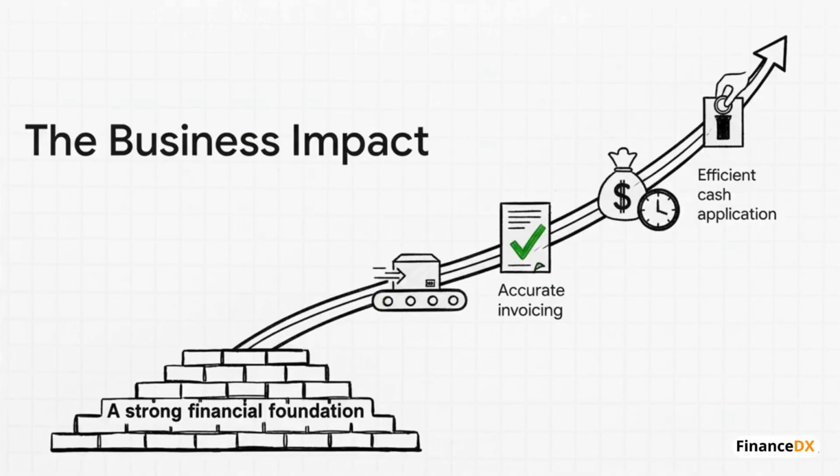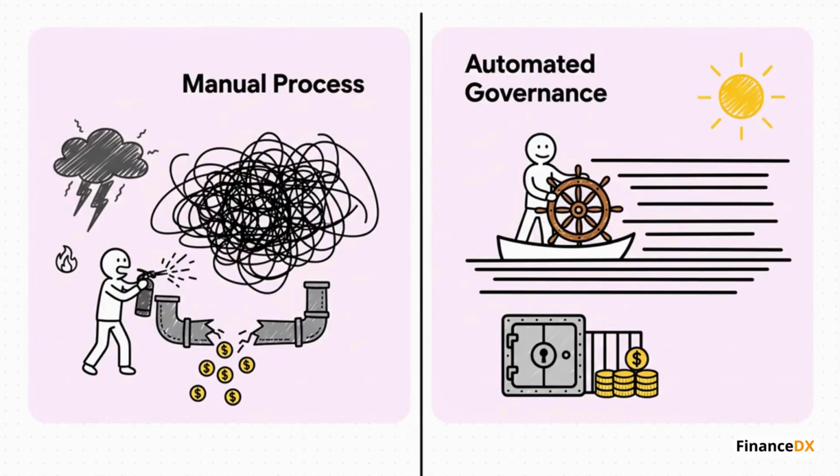So what's the real impact on the business? Well, with correct customer data, orders just flow smoothly. That leads to accurate invoicing, and that in turn makes for timely collections and efficient cash application. It really is a strong foundation for every financial transaction you have. When you boil it all down, you're looking at two completely different realities. On one side, you have the manual process, which just leads to data chaos, constant reactive firefighting, and revenue leaking out. On the other side, automated governance gives you data control, proactive management, and real financial integrity. I mean, the choice is pretty stark, isn't it?